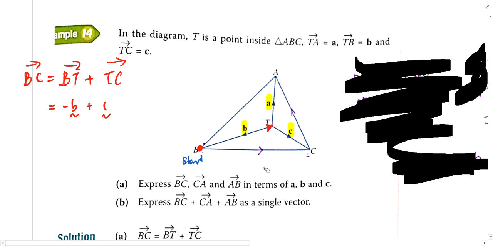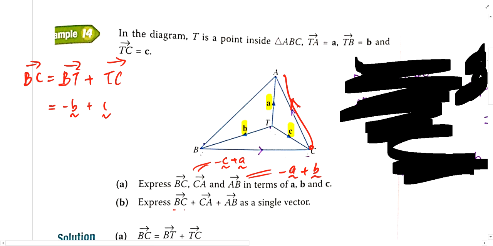So think about it mentally. Tell me what's the answer? C to A. So that will be negative C plus A. Yes, you are right. So this is negative C plus A. And last one, AB. AB? Negative A plus B. Okay. Who cannot do that? Anybody cannot do that? So just know that when you flip the vector, same magnitude, opposite direction, just put a negative sign.